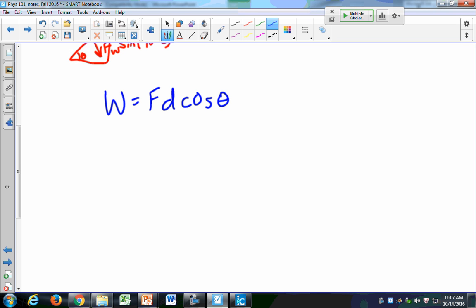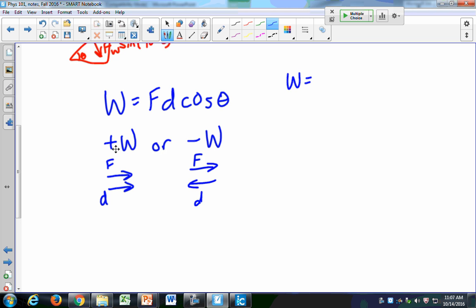You'll also need to determine, is work positive or negative? So I can have positive work or I can have negative work, depending upon if the force and the displacement are in the same direction, or if the force and the displacement are in opposite directions. Remember, the negative doesn't mean direction, because work is a scalar quantity. The negative means that it's taking away energy. And then that leads us into the work energy theorem, that work causes a change in energy.